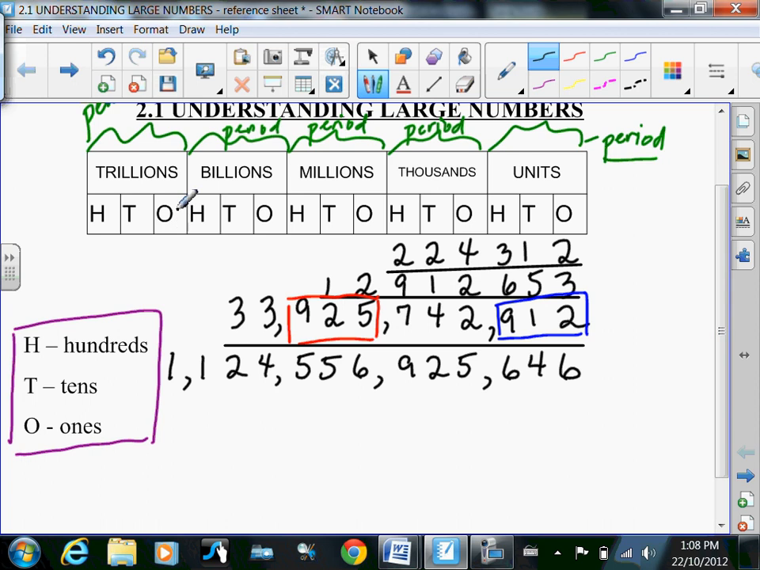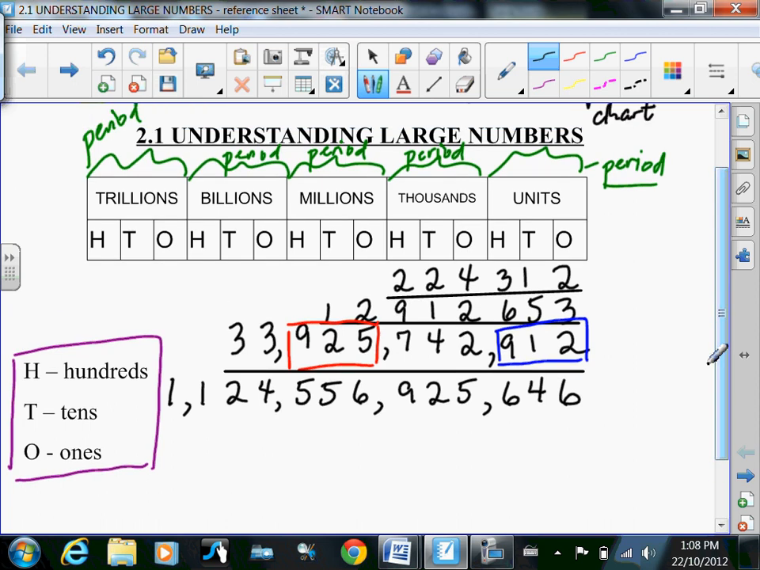Okay, so we're back up to the trillions, so that would be 1,124,556,925,646. Suppose I asked you, name the digit in the 10 billions category. I would name the 2, okay? Suppose I asked you, name the digit in the hundred thousands category. I would say the 9, okay?